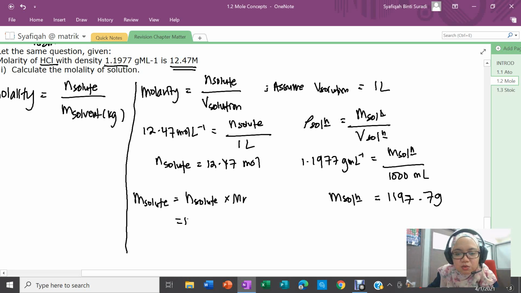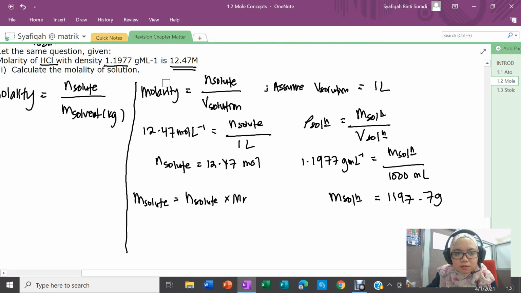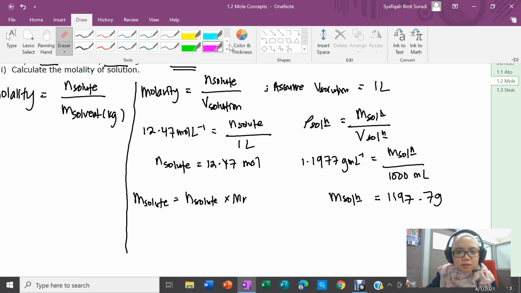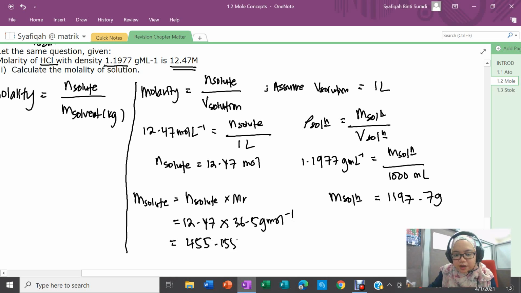Mole solute kita tu 12.47. Okay, 12.47 times dengan molar mass HCl tadi 36.5 gram per mole. So, kita boleh dapat mass solute kita is 455.155 gram. Kita ada mass solution, dah ada mass solute.